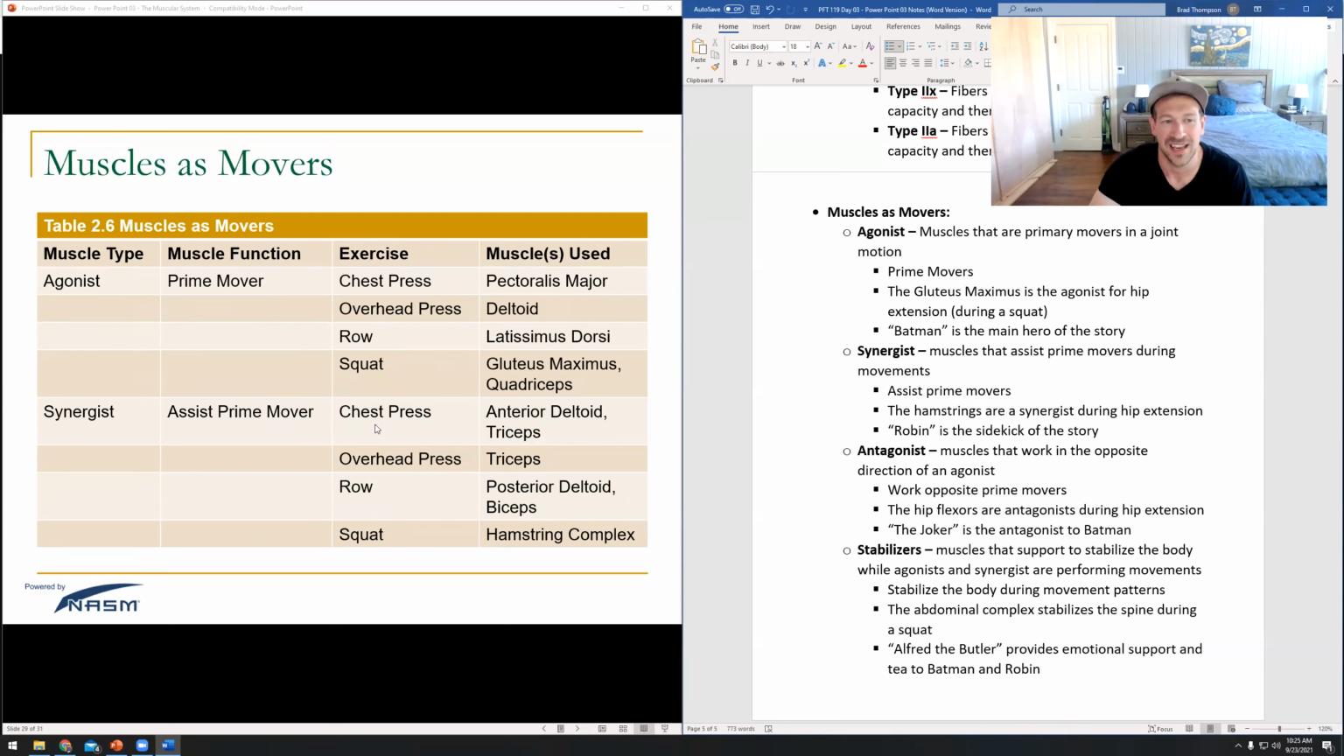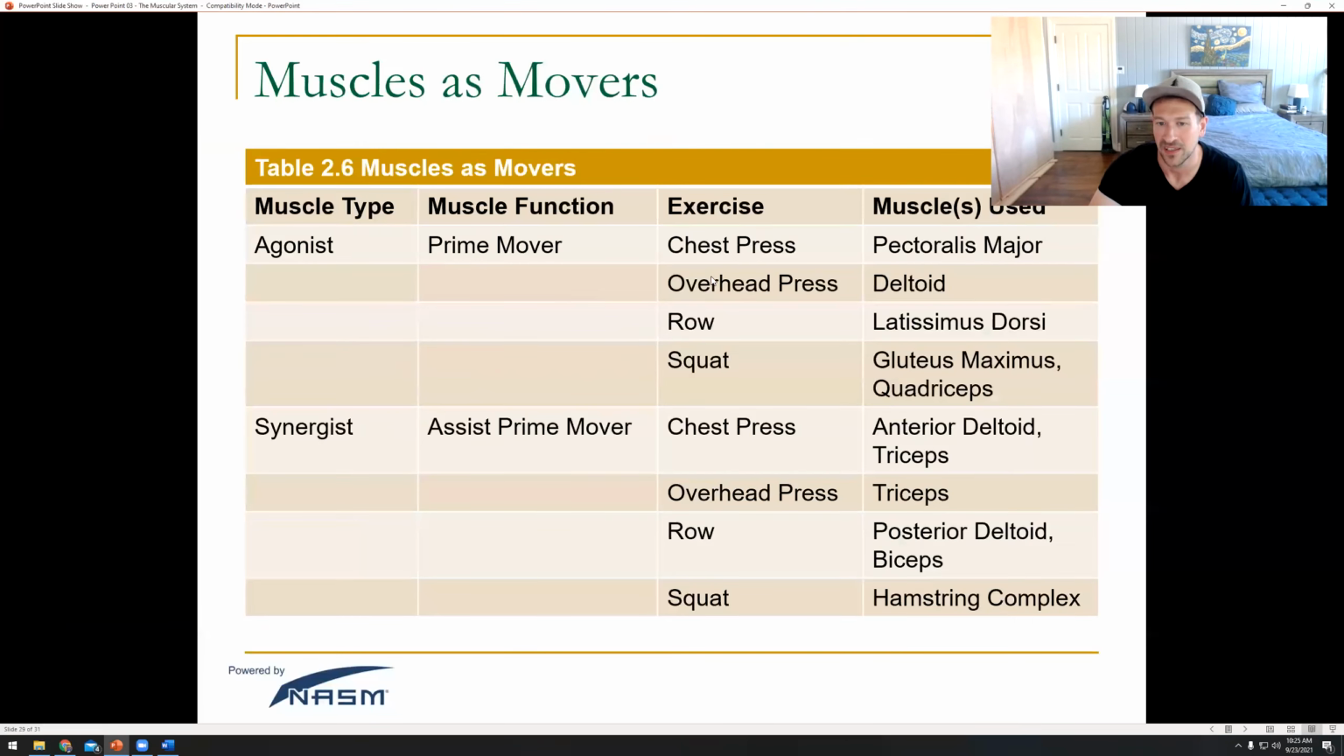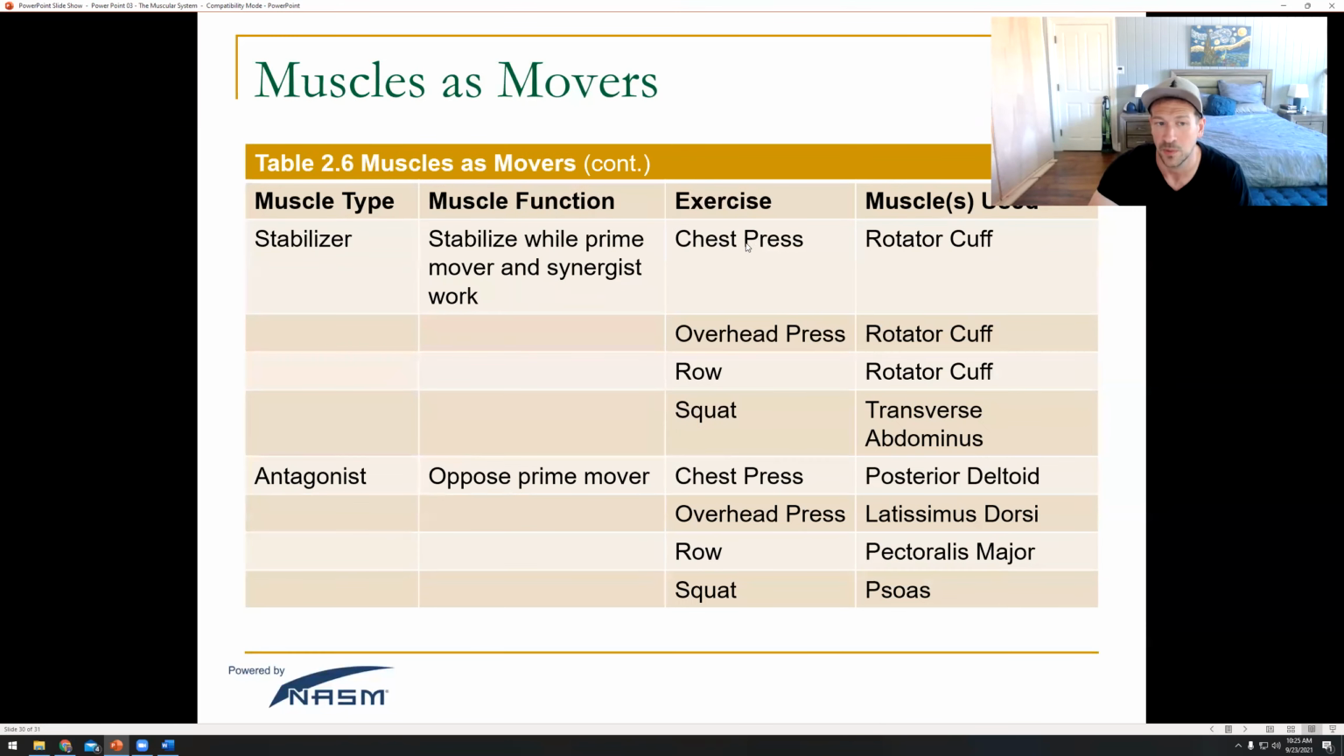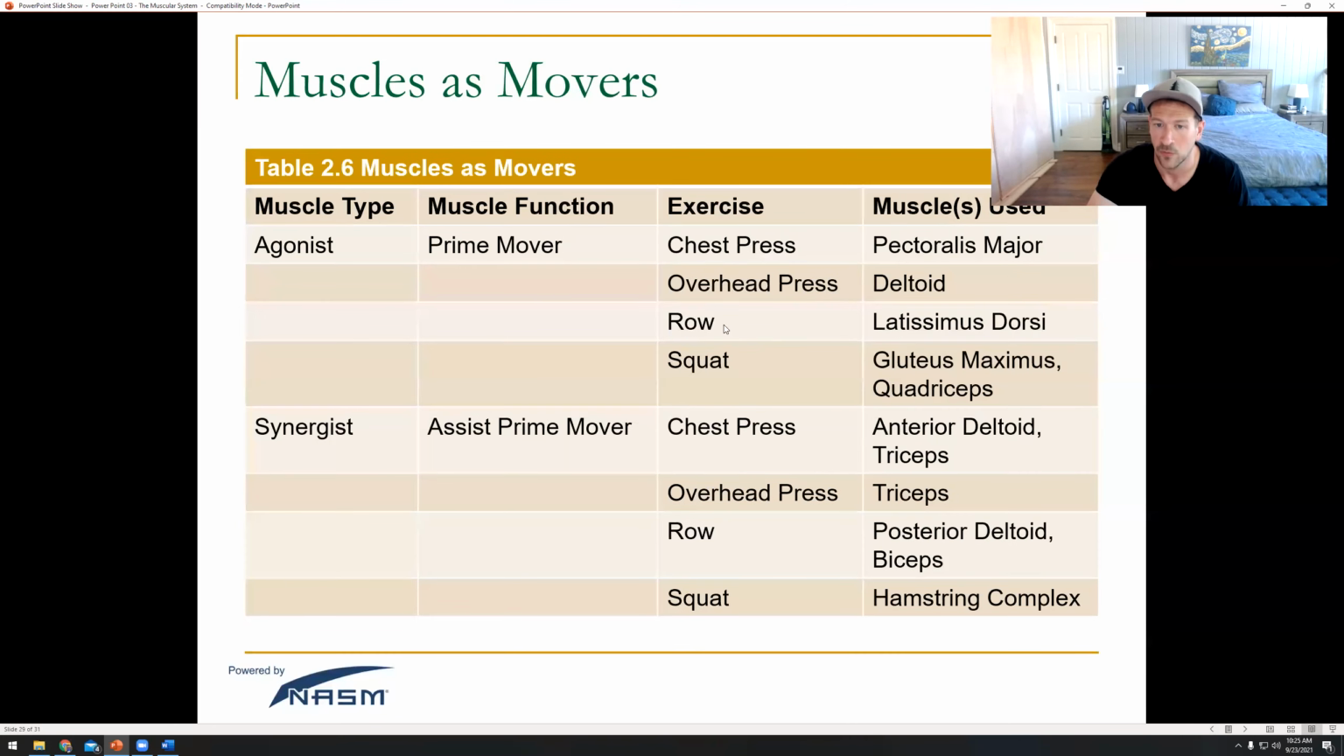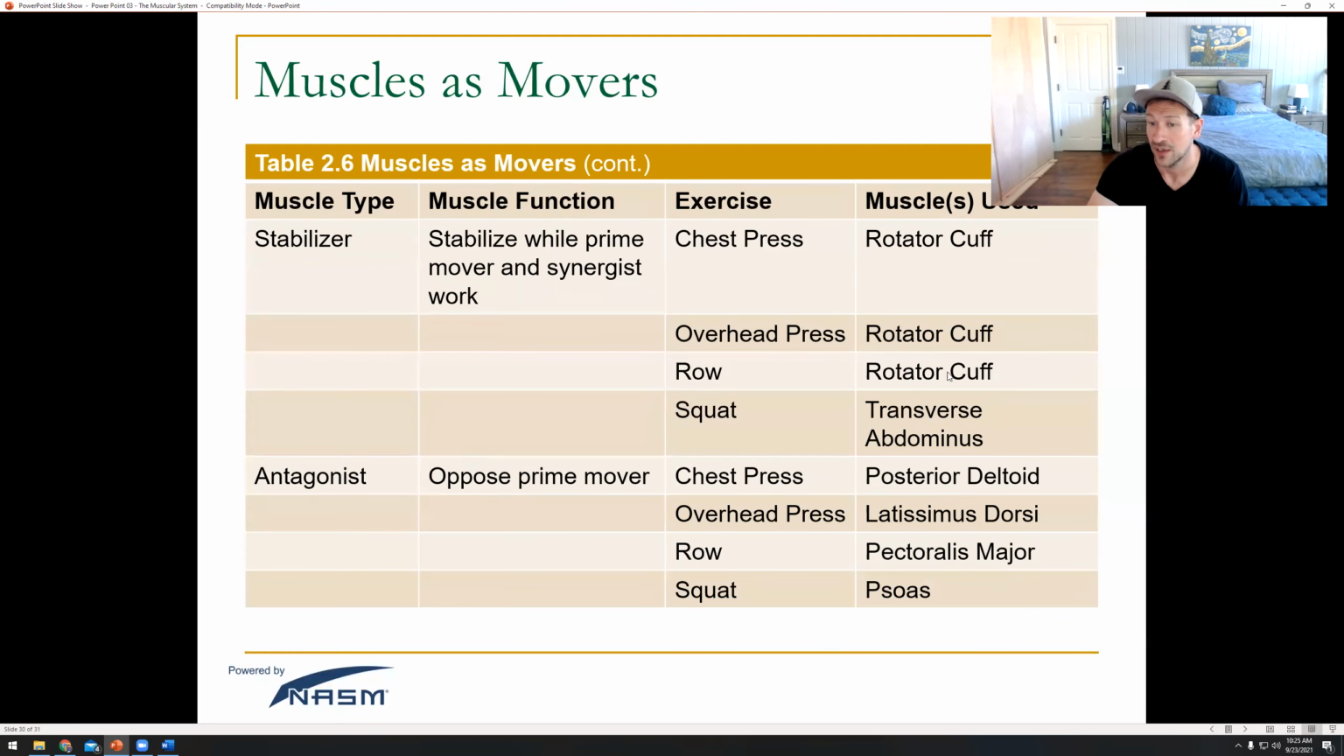So here are some examples. I picked some of the key movements, like the chest press. Your pec is the agonist. But during a chest press, the anterior deltoid and the triceps are synergists. Meanwhile, your rotator cuff is a stabilizer, and your posterior deltoid is an antagonist. If we are describing a rowing motion, your lats are the agonist. Your posterior deltoid and your biceps are synergists. Your rotator cuff is still a stabilizer there. And then your pecs are an antagonist in this moment.